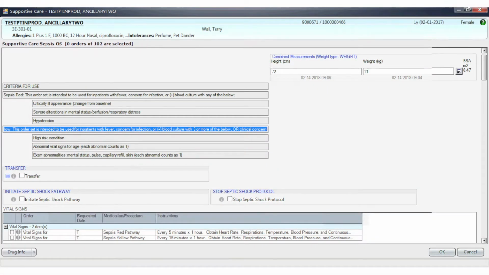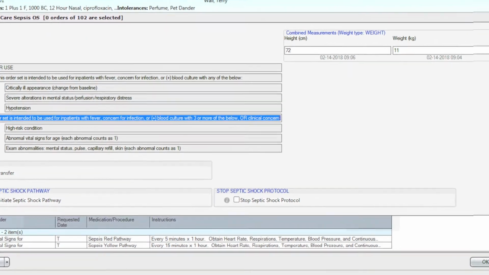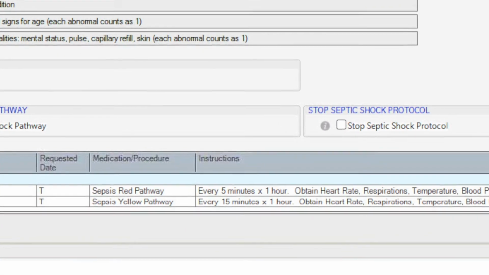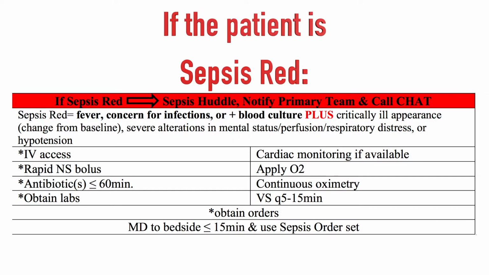The Sepsis Supportive Care Order Set is easily found by typing sepsis into the order prompt. In the sepsis order, the prescriber has the option to select orders for either sepsis red or sepsis yellow pathway. Patients triggering sepsis red are more critical. It is essential these patients receive prompt response and treatment. Patients triggering the sepsis red will likely require transfer to a higher level of care.